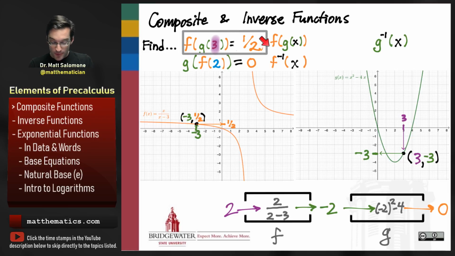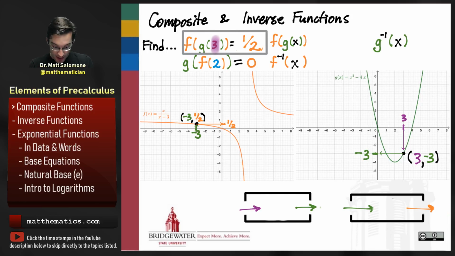Now let's form the full formula for the composition f of g of x. If I plug an x into my g function, and then evaluate the result through my f function, f of g of x, I'm first putting x into my g function. My g function is going to turn that into x squared minus 4. And then I evaluate the f function with an input of x squared minus 4.